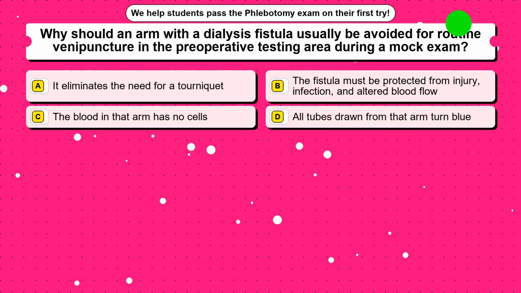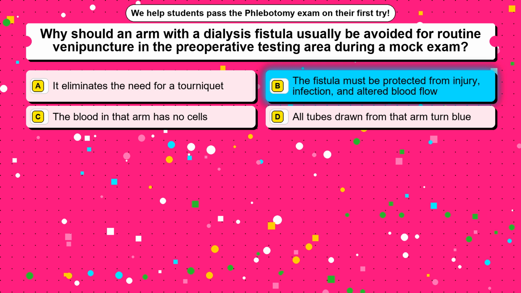Question 28. Why should an arm with a dialysis fistula usually be avoided for routine venipuncture in the preoperative testing area during a mock exam? Option A. It eliminates the need for a tourniquet. Option B. The fistula must be protected from injury, infection, and altered blood flow. Option C. The blood in that arm has no cells. Option D. All tubes drawn from that arm turn blue.